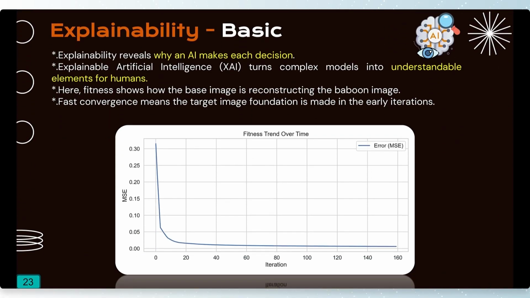So we are going to cover some of the explainability parts. Here we start with some basic XAI algorithms. Explainability reveals why an AI makes each decision. Explainable AI, or XAI, turns complex models into understandable elements for humans. Here, fitness shows how the base image, the baboon image, is reconstructed. Fast convergence here means the target image foundation is made in the early iterations.